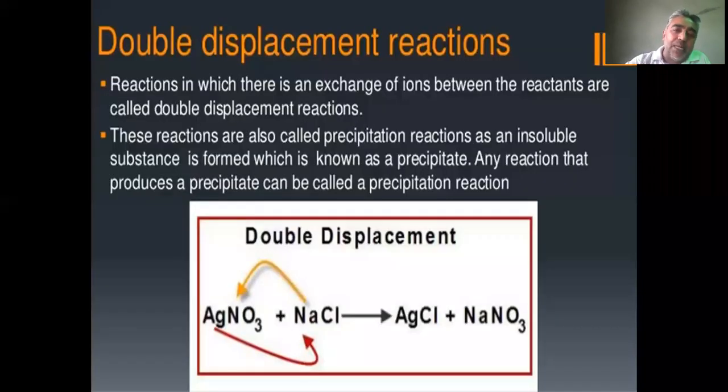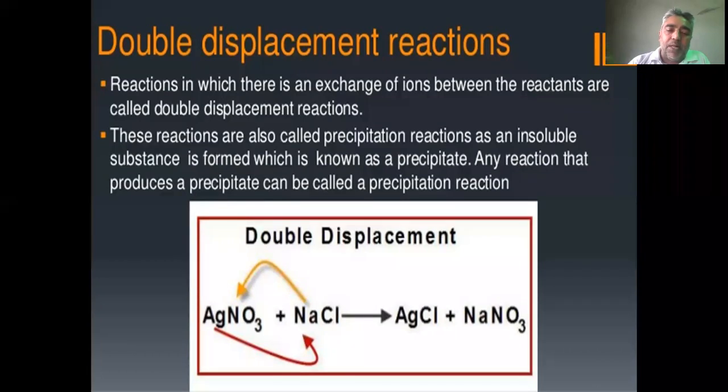Double displacement reaction: the reaction in which there is an exchange of ions between the reactants and products is called a double displacement reaction. These reactions are also called precipitation reactions. Here I want to clear what precipitation is. A solid substance formed when we mix two solutions is known as precipitation. Double displacement reactions are also called precipitation reactions as an insoluble substance is formed, which is known as a precipitate. Any reaction that produces a precipitate can be called a precipitation reaction.